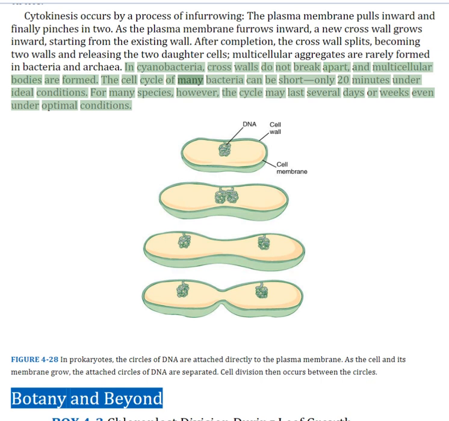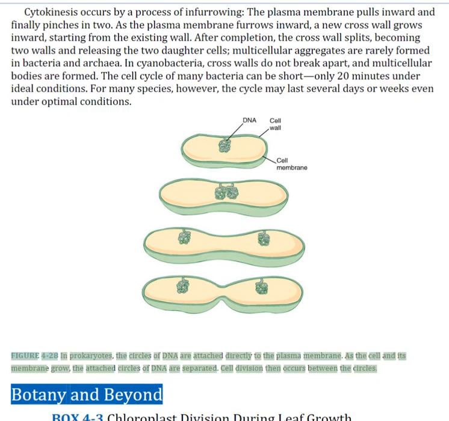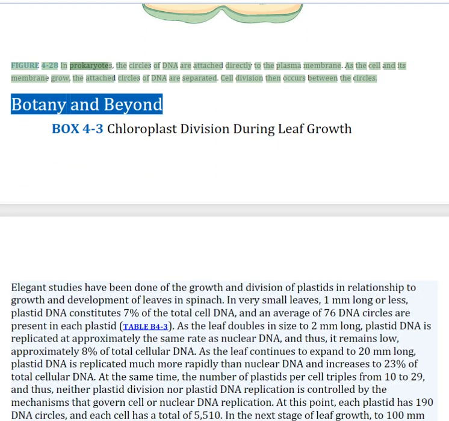The cell cycle of many bacteria can be short, only 20 minutes under ideal conditions. For many species, however, the cycle may last several days or weeks even under optimal conditions. Figure 4.28: In prokaryotes, the circles of DNA are attached directly to the plasma membrane. As the cell and its membrane grow, the attached circles of DNA are separated. Cell division then occurs between the circles.